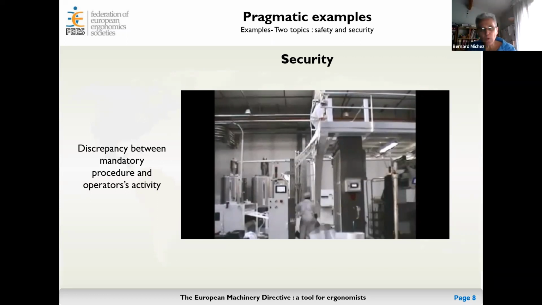So 2 small examples. The first one is about safety in a risky industry. The second one is about a risk taken by people, by operators during their work. It's not exactly the same scale, but both examples lead to something we do not want to see in our factories.